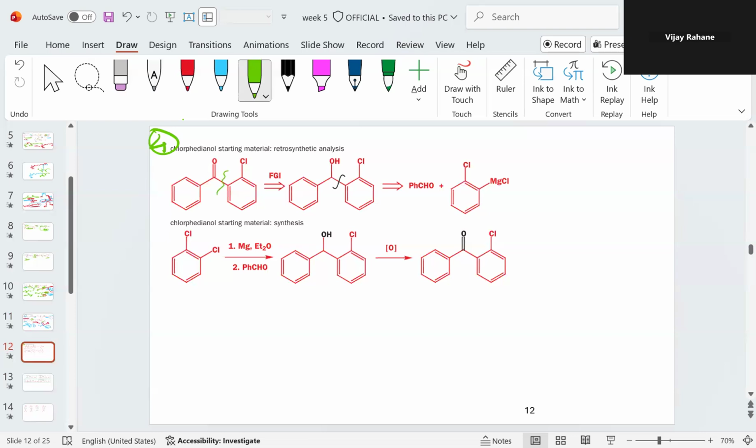So basically, the first step was the functional group interconversion. That is, this ketone can be achieved from this alcohol, and how is this alcohol molecule achieved? By doing the disconnection at this point. So this part comes from the benzaldehyde, and the other part comes from the negatively charged MgCl, that is, magnesium phenyl magnesium bromide, but it is a chloro substituted phenyl magnesium bromide.